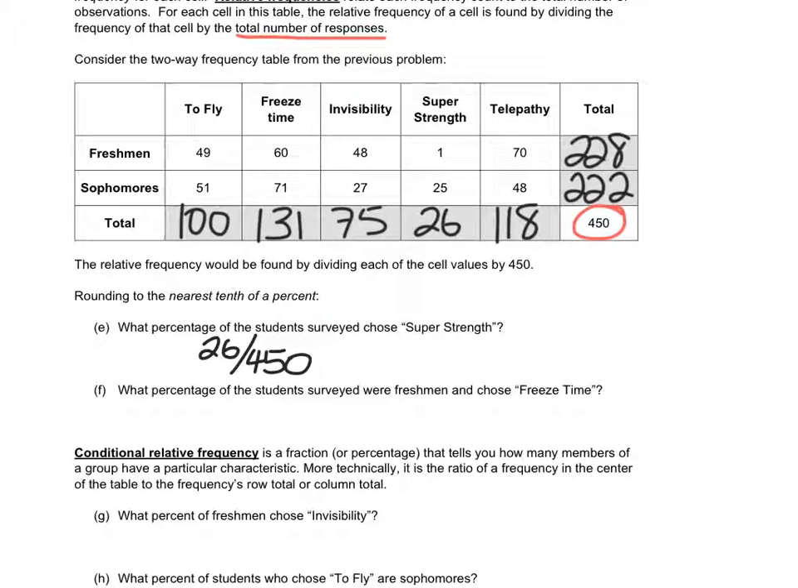So we're looking at about, because it said nearest 1/10 of a percent, so divide and then multiply by 100. You're talking about roughly 5.8%.